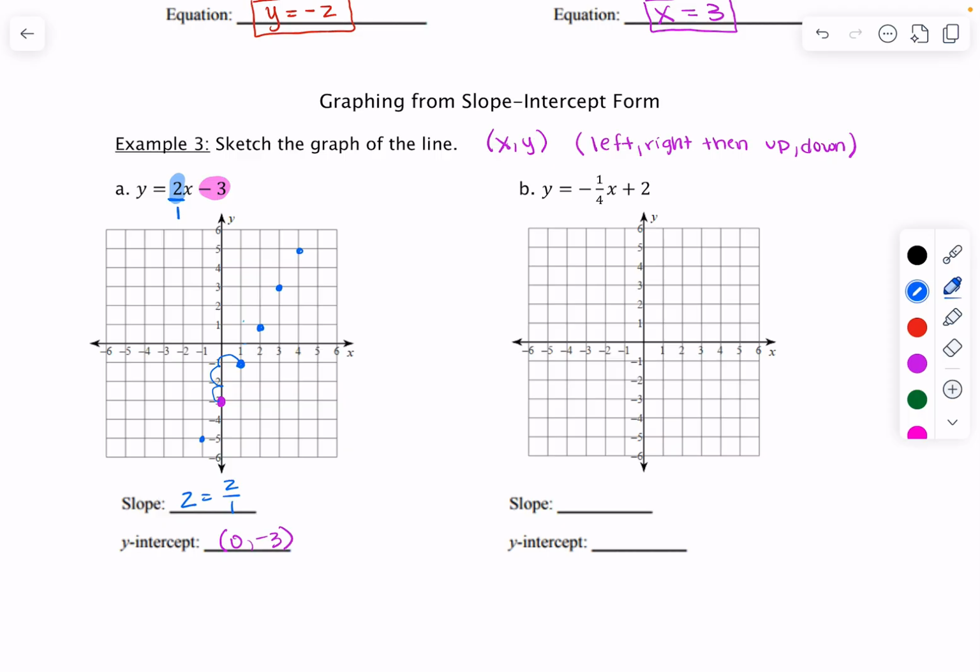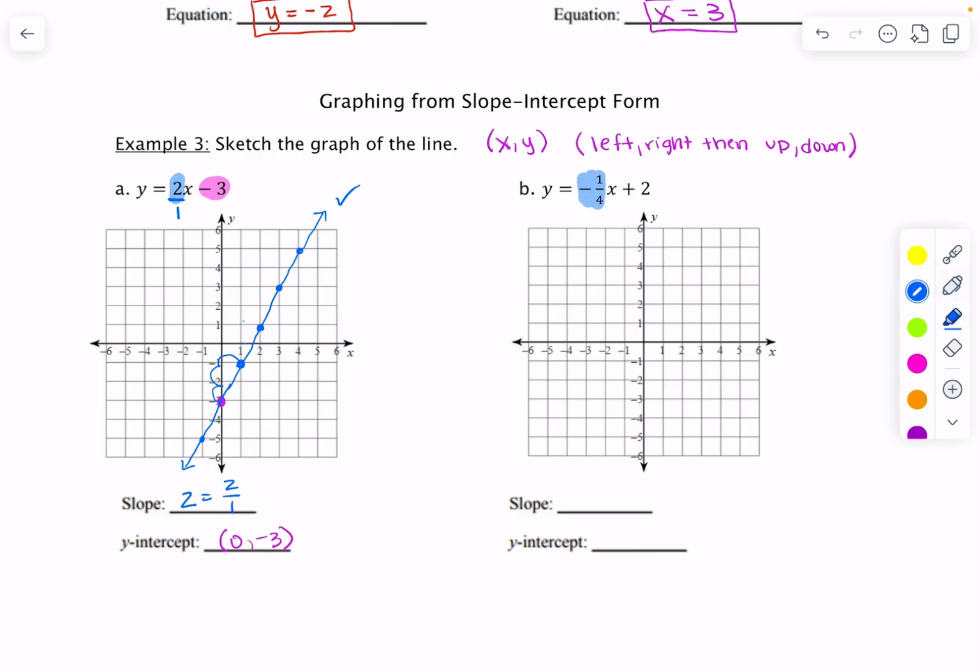The reason I went up 2 over 1 to the right is because notice what kind of line I created. Did I create a positive line or a negative line? I created a positive line, which is what I want because there's no negative in front of the slope. That is a +2, so my line should be positive. If we look at the next example, this is all I need for example 1: for you to be able to graph that line. In the next example, my slope happens to be negative.